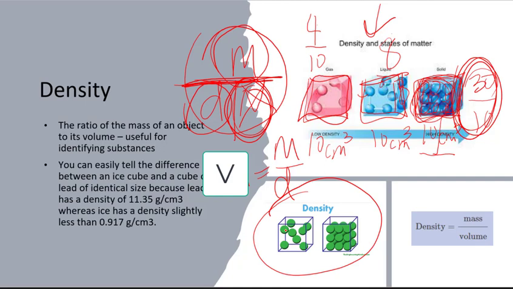We can see, looking at these, that the one that is more dense is the one that has more mass in a certain volume. You could easily tell the difference between an ice cube and a cube of lead that's an identical size. Lead has a density of 11.35 grams per cubic centimeter. Ice has a density of 0.9, so the density of lead is greater than the density of ice.